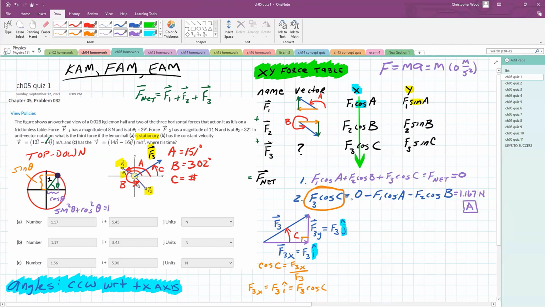Question, what is the J hat component? So that is a job for the Y column. This is going to be literally a copy and paste of what we just did. Step 3 says let's find the Y component, F3Y, which is the same as F3 J hat, from the Y column.